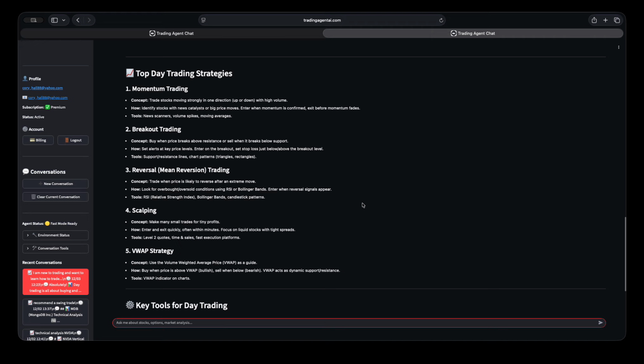Number two strategy is breakout trading. The concept here is buy when the price breaks above resistance or sell when it breaks below support. And so support and resistance are two key measurements that traders use to know when to enter and exit a trade.